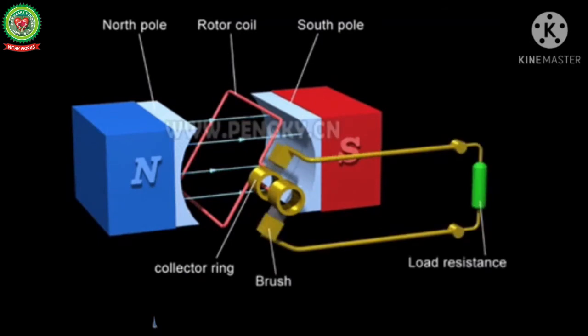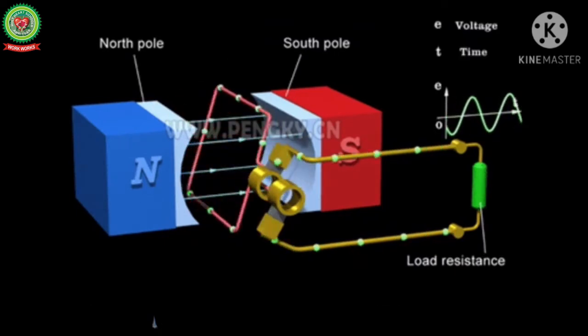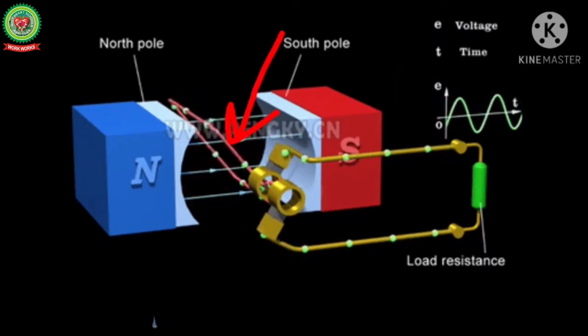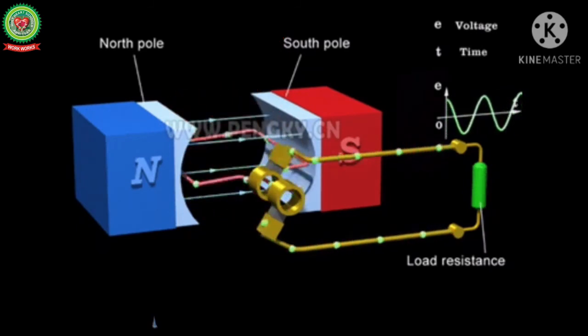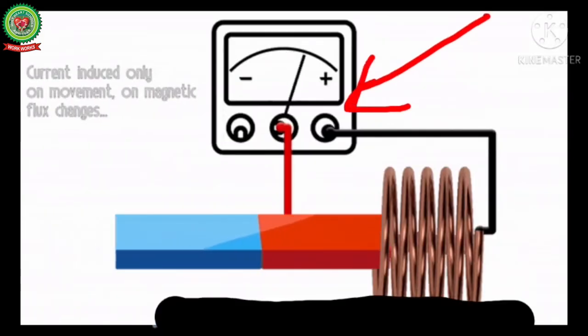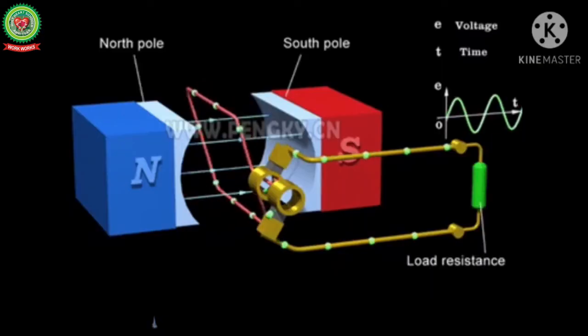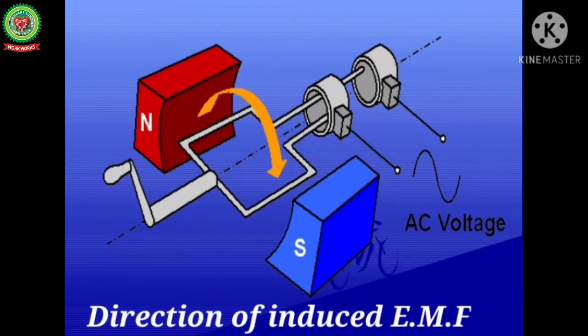Students, as already told, AC generator works on the principle of electromagnetic induction. That is, whenever there is a rotation of the armature coil, the magnetic flux linked with the coil will change and therefore an EMF is induced between the ends of the coil, which you can clearly see here in the galvanometer. Now let's discuss the direction of induced EMF produced by the change in magnetic flux linked with the coil.